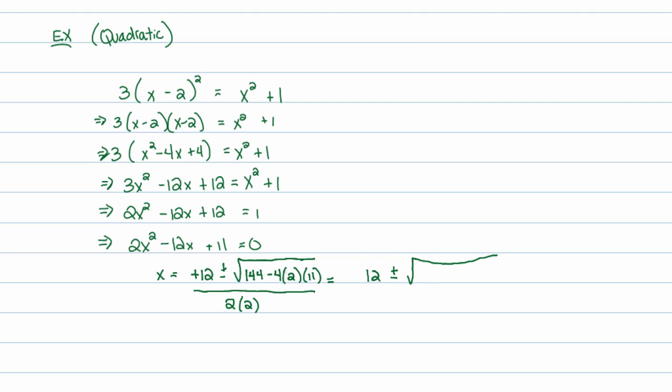Okay, 144 minus, let's see, this is 8 times 11, minus 88, all over 4. You get the point. I mean, we've solved this stuff before, right? 54 plus an extra 2 is 56. So it's 12 plus or minus root 56 over 4. And I'm bored with it, dot, dot, dot.